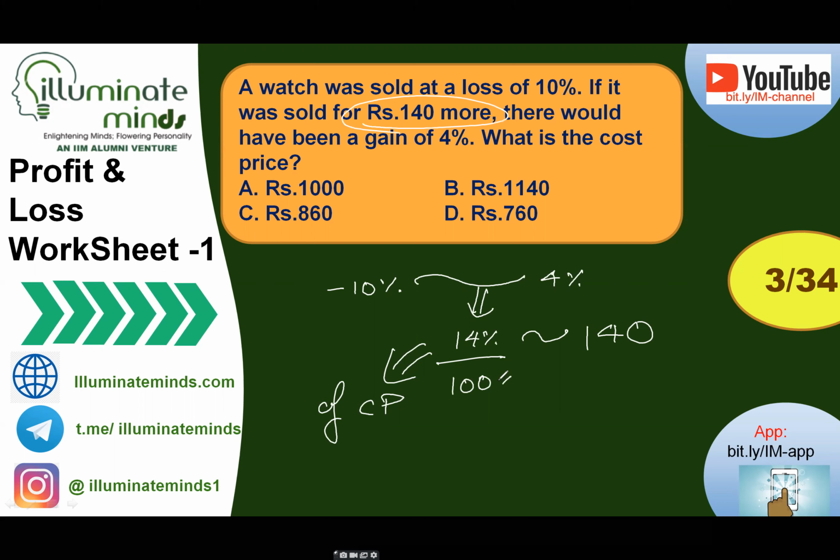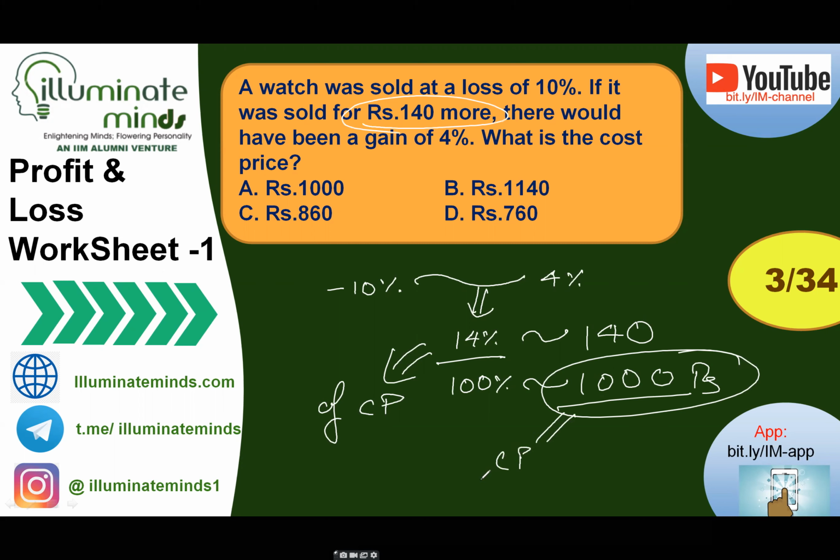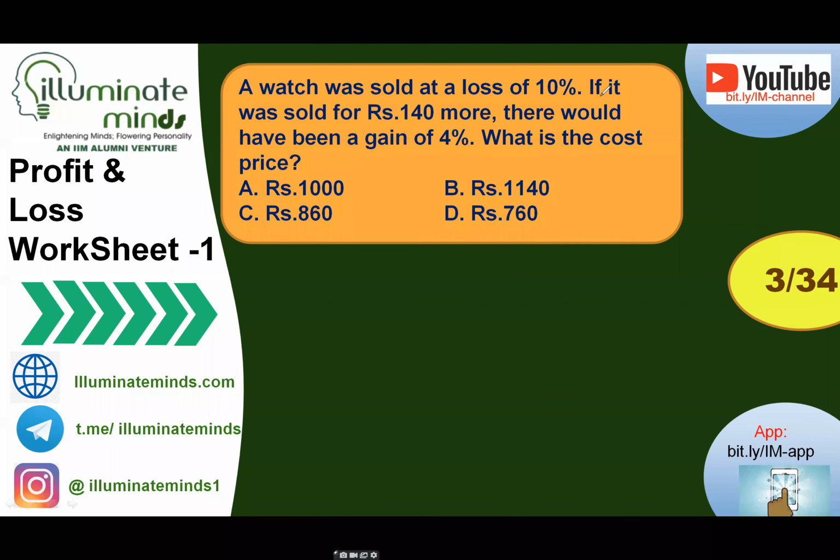100% of cost price is equal to how much? 1000 rupees. So 1000 rupees is equal to the cost price. 100% of cost price is nothing but the cost price itself. So what is the cost price? Rupees 1000. I hope this is okay, guys. So let's move to the next one.